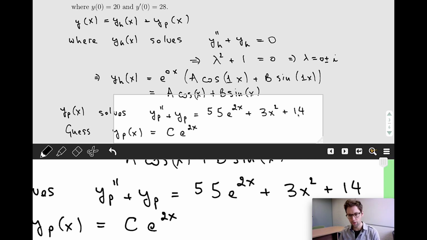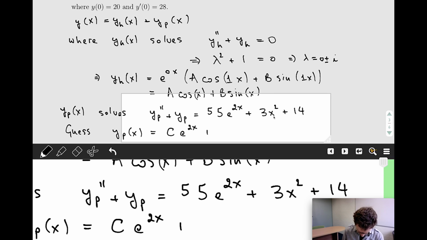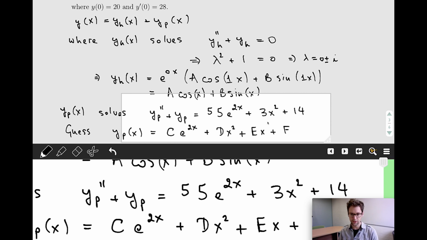I also have a quadratic term here, so I should include the most general possible quadratic, something like dx squared plus ex plus f. You notice there I've got x squared, x and f, even though x doesn't appear in the right-hand side. If I took a derivative of this, I would get an x, so I need to include an x here as well. We always need to include any terms with a power smaller than the highest power of our polynomial term, because I can always get those terms by taking a derivative.